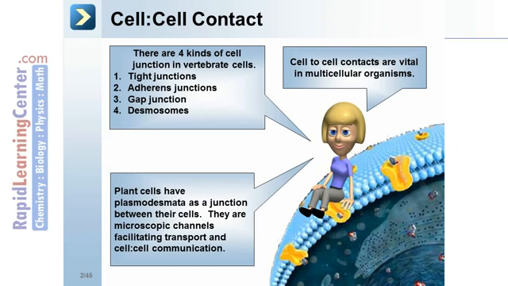Plant cells have plasmodesmata as a junction between their cells. They are microscopic channels facilitating transport and cell-cell communication.